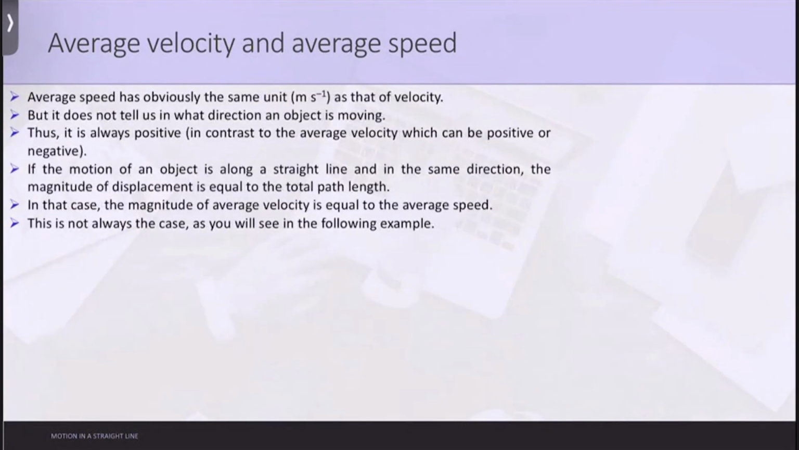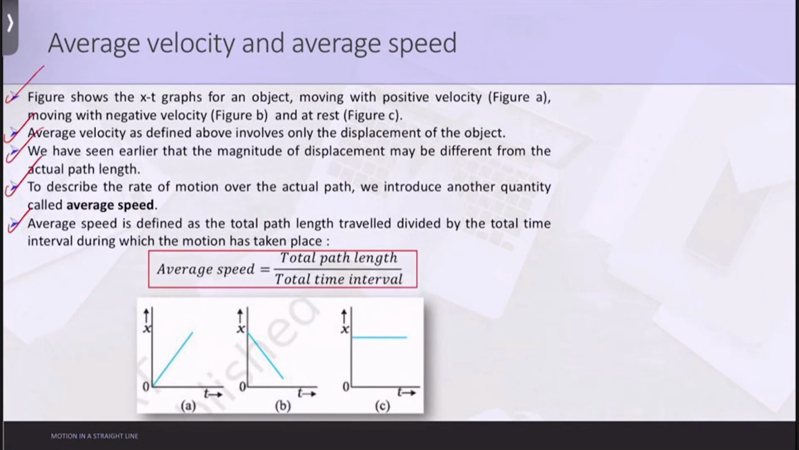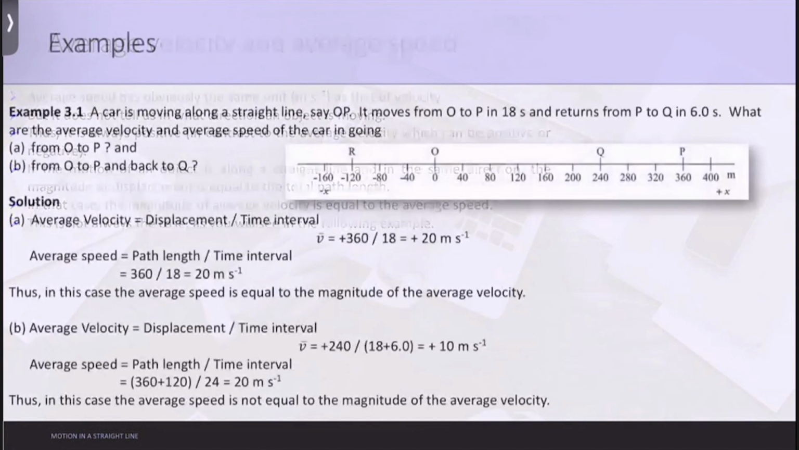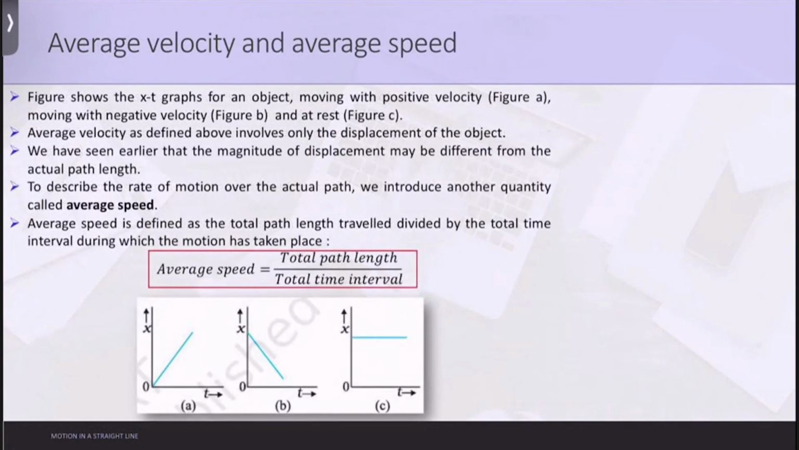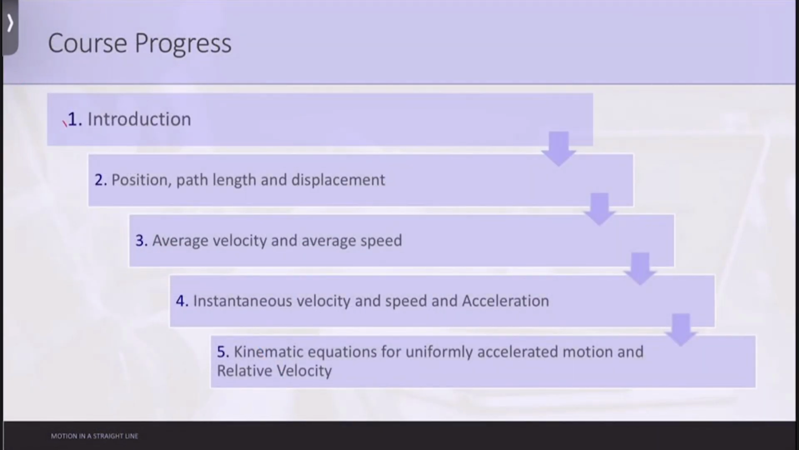Let me stop the lecture here, and then we can move on with further discussions about average velocity and average speed in the next lecture. Then we'll do some questions, and then move forward with acceleration and different concepts regarding this topic. Right now we have completed the introduction part, and the second point, that is position, path length, and displacement. We are finally on average velocity and average speed. Average velocity has been understood, and right now we are understanding average speed.